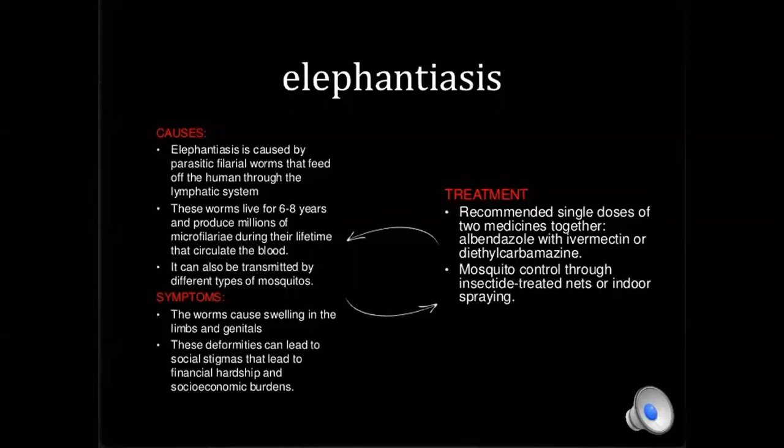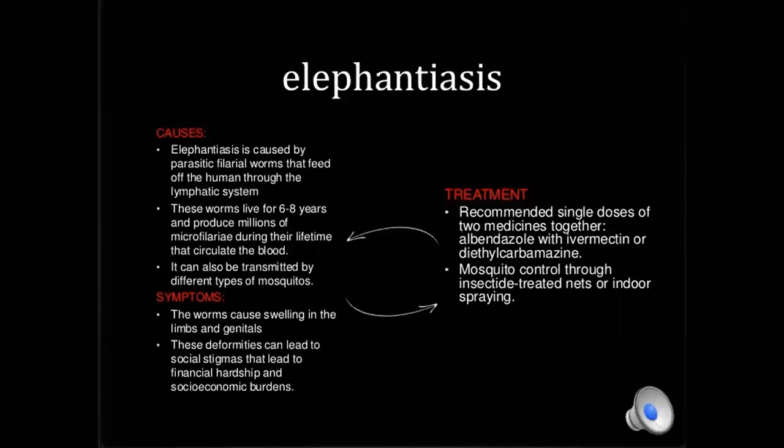Elephantiasis is caused by parasitic filarial worms that feed off the humans through the lymphatic system. These worms, listen to me, this is very important. These worms live for 6 to 8 years and produce millions of microfilariae during their lifetime that circulate in the blood. It can also be transmitted by different types of mosquitoes.